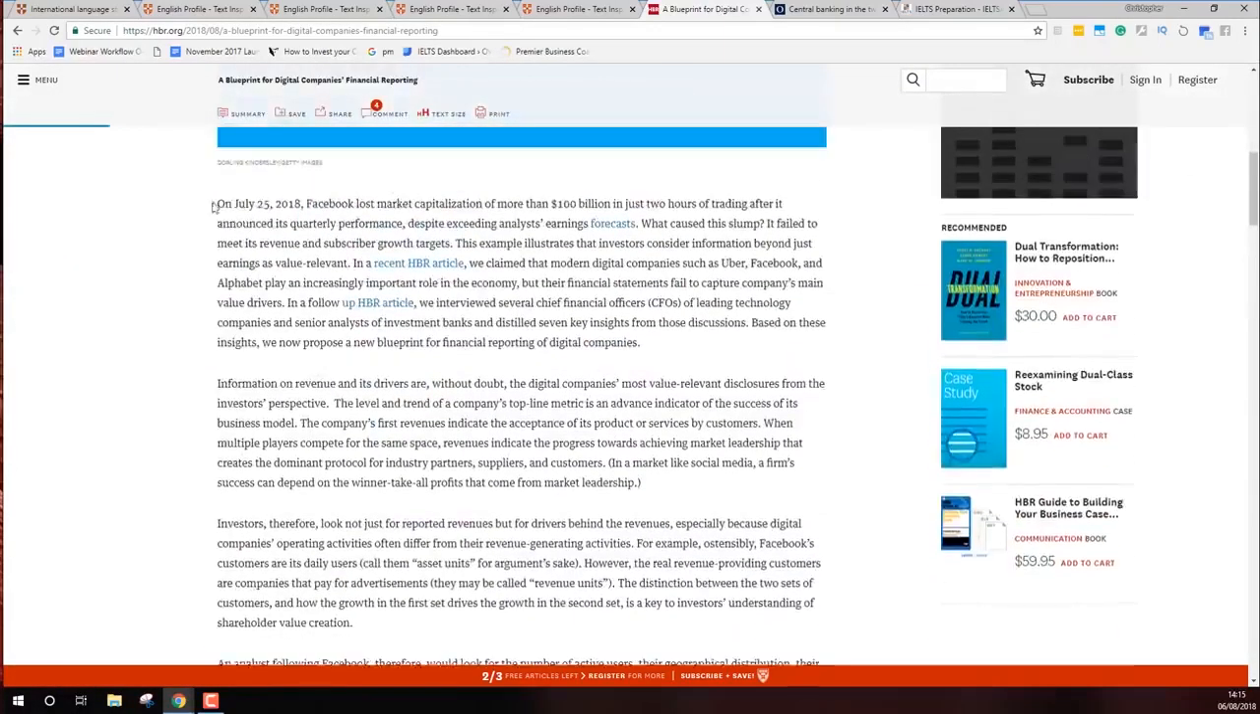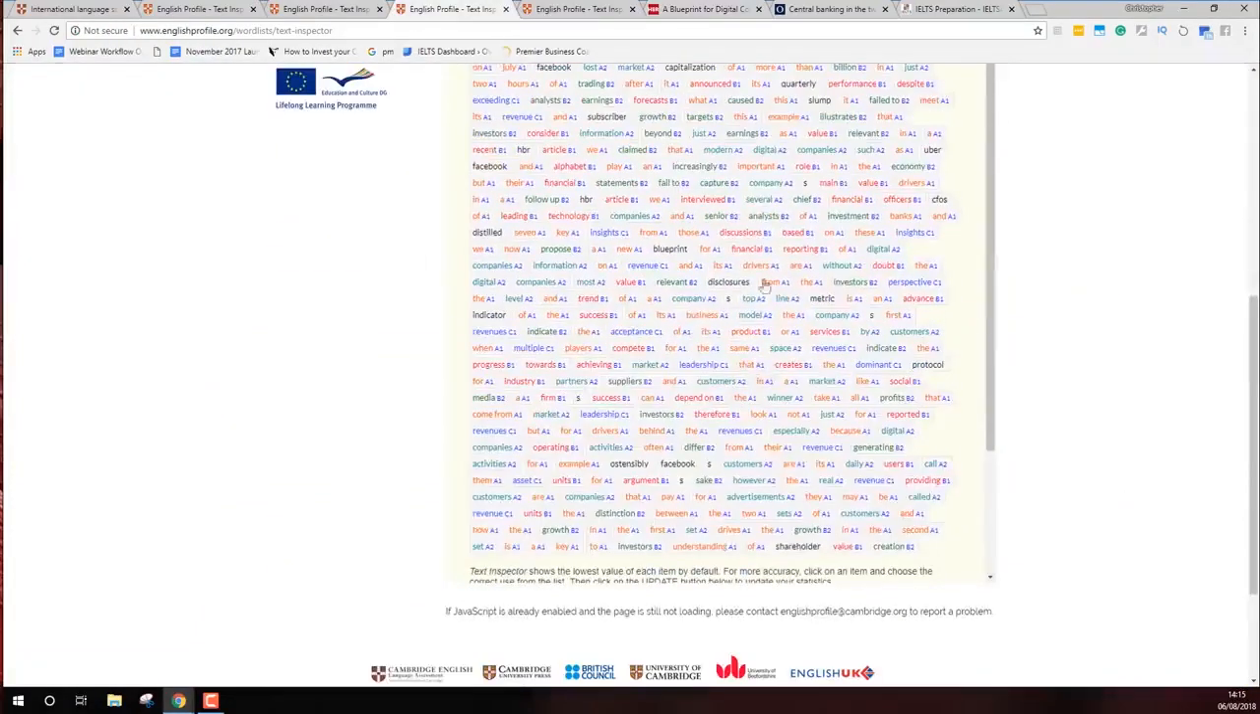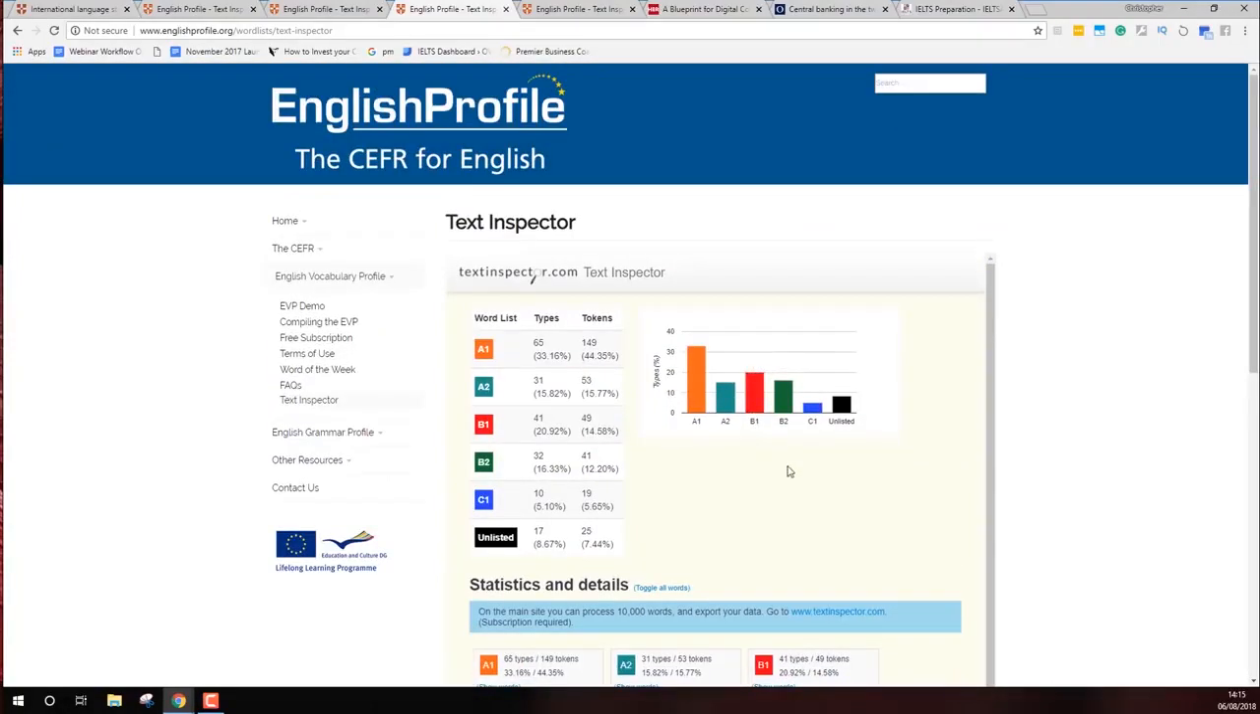So I copied and pasted the 3 paragraphs at the beginning, and I put it in here, and it categorized all these different words. And then, to some of my students' shock, the Harvard Business Review was very similar. A1 about a third, A2 15%, B1, B2 about a third, no C2 words at all, and only 5% C1.